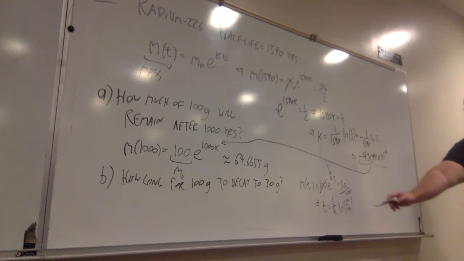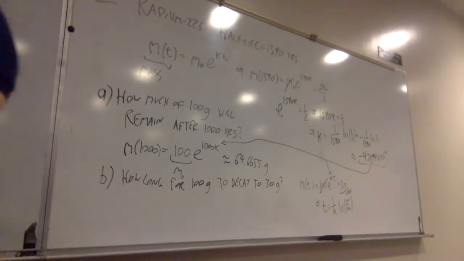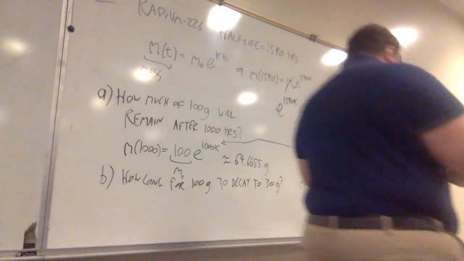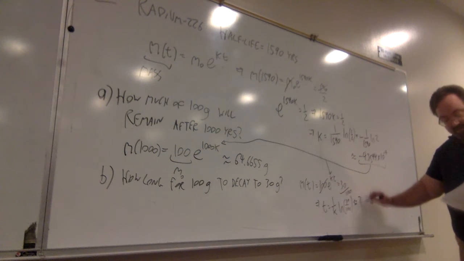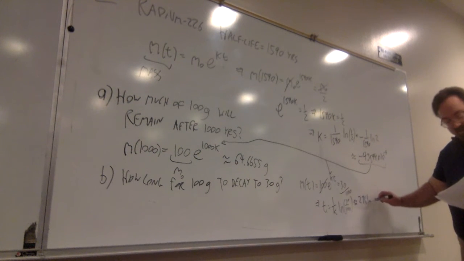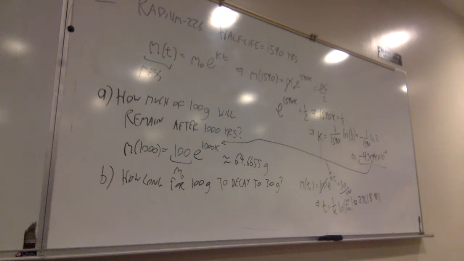Now, again, log of a number less than 1 is going to be negative. But k is also negative. So the end result is going to be positive. So once again, you turn to your calculator. And what you get is 2,761.8 years. So sure enough, it's between 1 half-life and 2 half-lives, which is expected because the amount is between 50 and 25 grams. And it's closer to 2 half-lives.